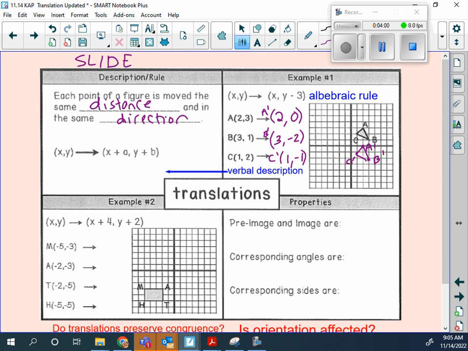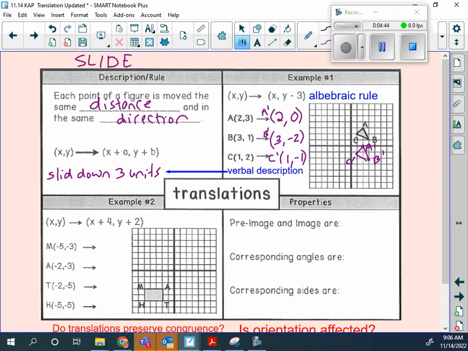Okay? Tell me what happened to it in a verbal description. What happened to it? It slid down. Slid down how many? 3. Right? And it did not move horizontally, right? Now let's look back at the algebraic rule. Because the x didn't do anything, it was just x. What did that tell you? That it wasn't going to move horizontally. The x unit is going to stay the same. But do you see y minus 3 and it ended up moving down? Do you see that? That's how we're going to do it.